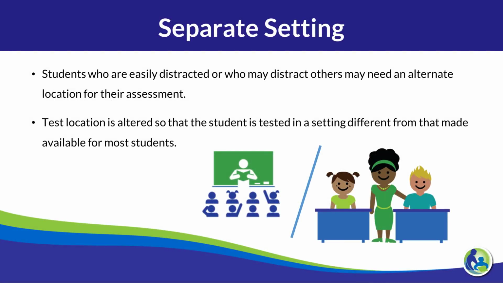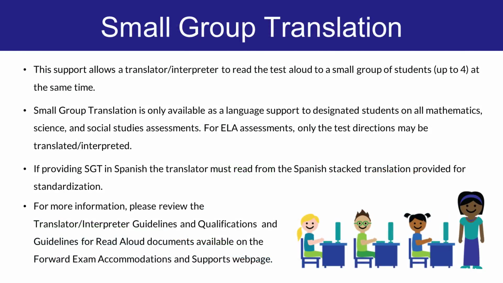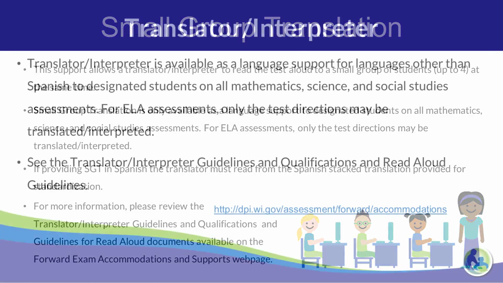Separate settings. These should be used and apply to any students who need read aloud, a translation, or any other accessibility features that may be a distraction to other students. This may also apply to any student you know may act out or cause distractions to other students during testing. These students should be tested in a separate room. Small group translation. This support allows a translator-interpreter to read the test aloud to a small group of students at the same time. This is, of course, done in a separate setting.